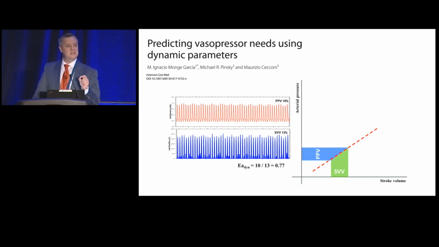Even if the patient is at the same degree of preload dependency, we will see a different change in arterial pressure. So if we want to increase the arterial pressure, if we give fluids to this patient, we are going to increase the cardiac output, but most probably the arterial pressure is not going to change.